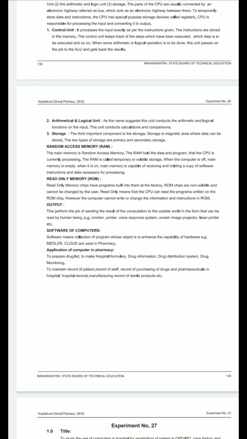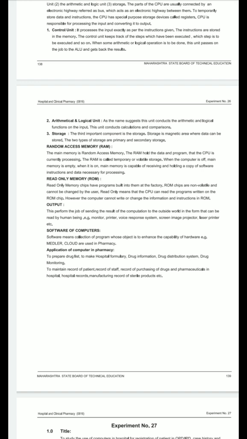Third is the storage. The third important component is the storage. Storage is the magnetic area in which data can be stored, and the two types of storage are primary and secondary storage.